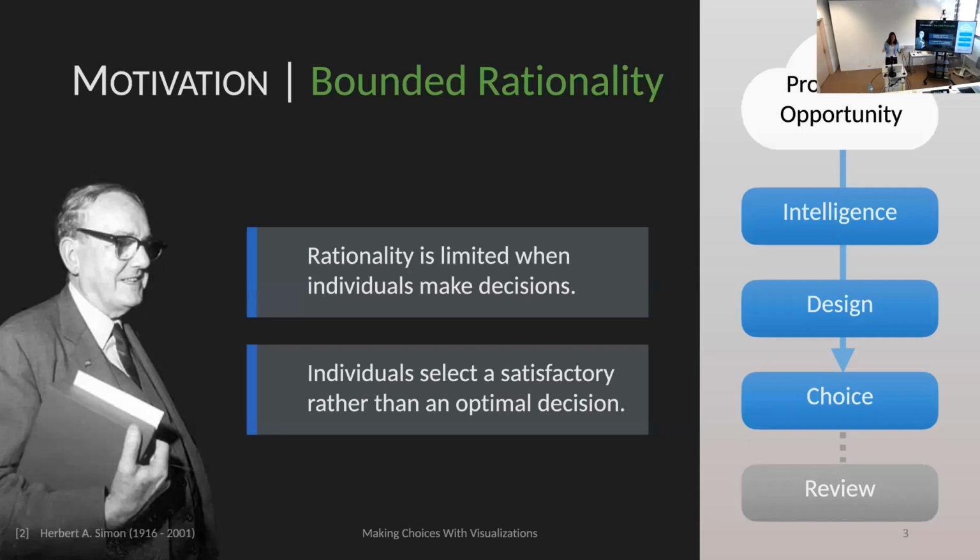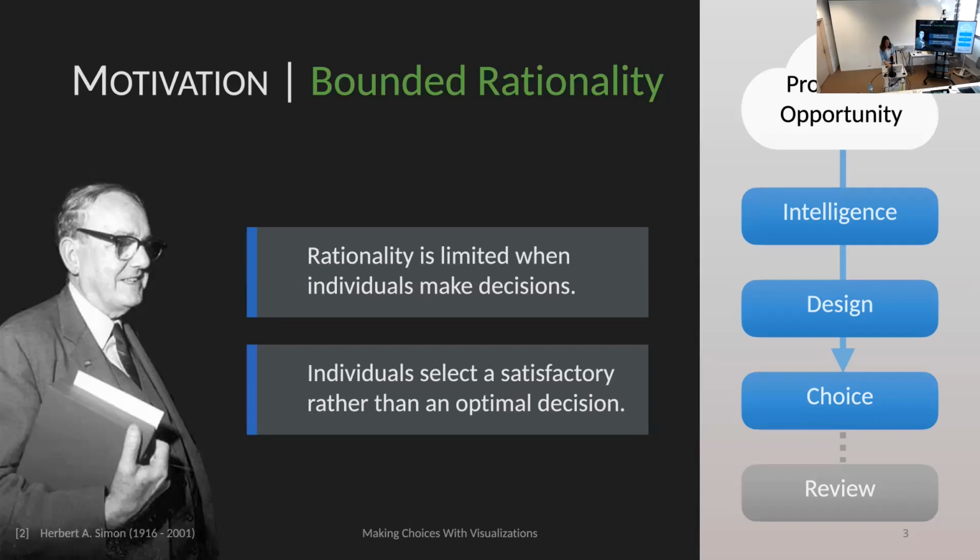So why is that, you might ask? Well, decision problems can be quite complex and time is often limited, as is the cognitive capability of our human brains. As a consequence, we will not be capable of conducting a full cost-benefit analysis, and we are left with no choice but to form heuristics and seek a satisfactory rather than an optimal solution.